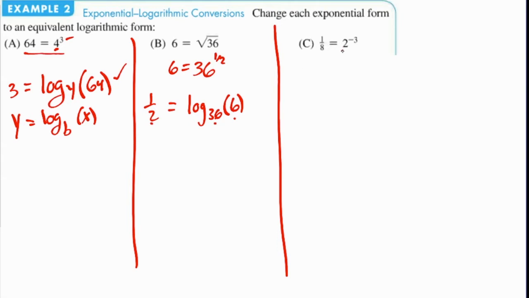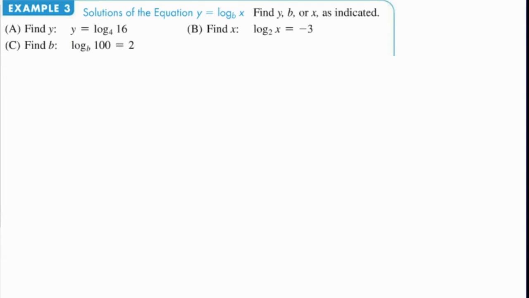Okay, part C, the base is 2. The exponent is -3, so that's our y, and our argument will be 1/8. 2 raised to the -3 power is the same as 1 over 2 raised to the 3rd power, which is 1/8, and that matches the argument. So now we can find solutions without a calculator. So it says find y, b, or x as indicated. Part A says find y. So y equals log base 4 of 16.